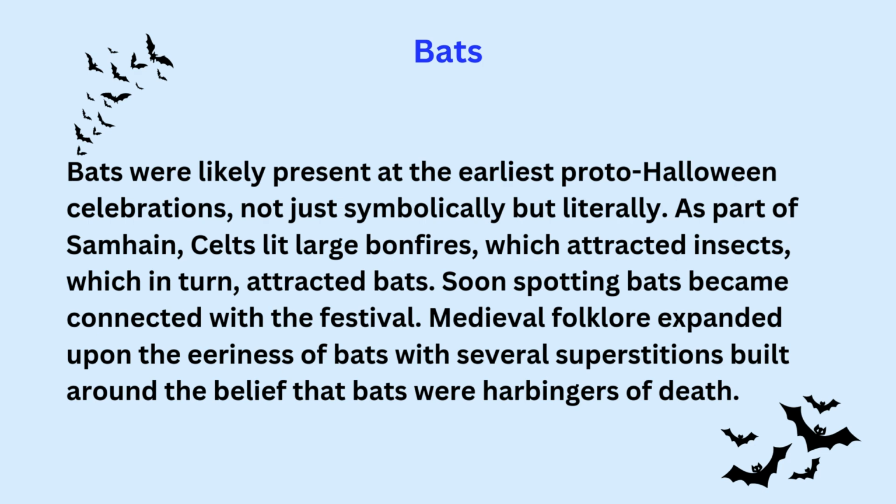Bats. Bats were likely present at the earliest proto-Halloween celebrations, not just symbolically but literally. As part of Samhain, Celts lit large bonfires, which attracted insects, which in turn attracted bats. Soon spotting bats became connected with the festival. Medieval folklore expanded upon the eeriness of bats with several superstitions built around the belief that bats were harbingers of death.